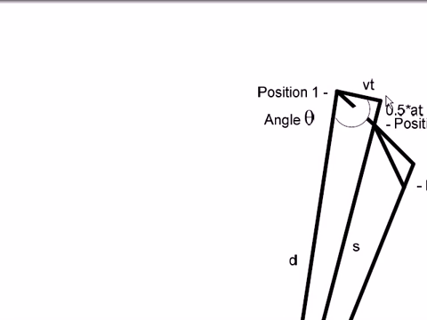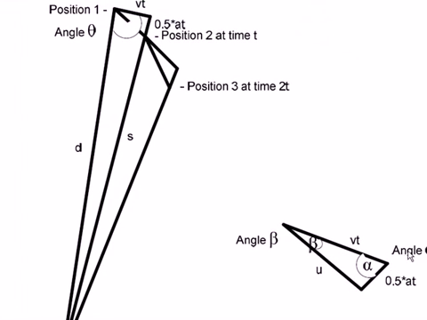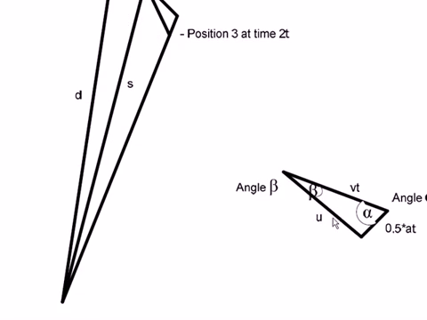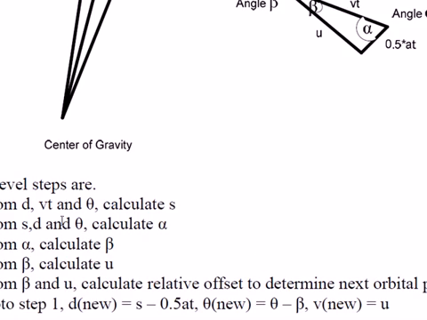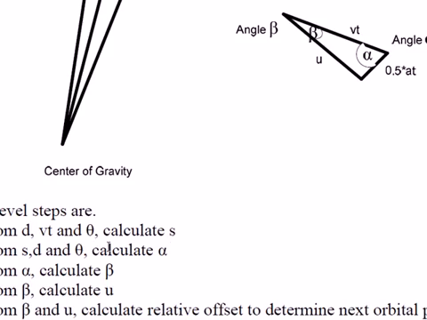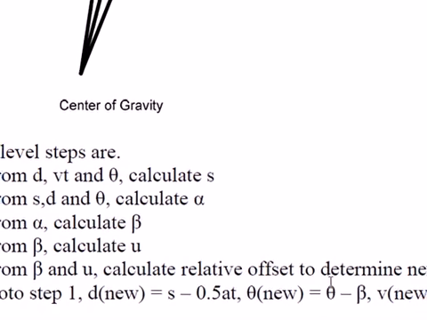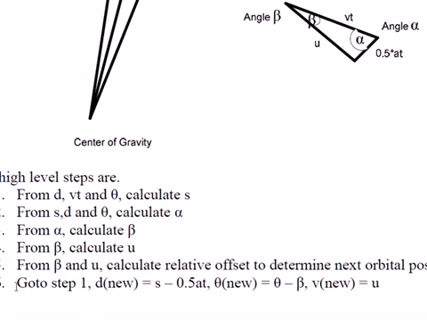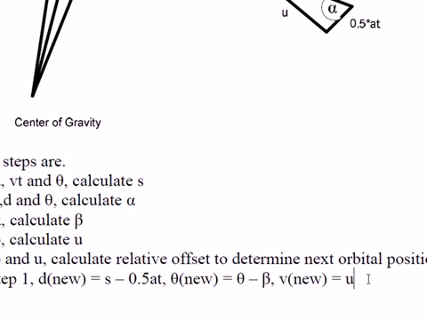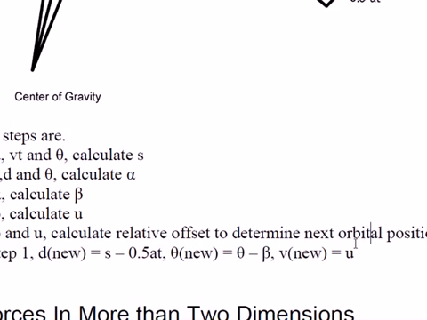Now, if you want to calculate the angle in here, the angle beta, you have vt, you have the angle alpha, and you have 0.5 times at in u. So the high level steps are: from d, vt and theta, calculate s; from s, d and theta, calculate alpha; from alpha, calculate beta; from beta, calculate u; and from beta and u, calculate the relative offset to determine the next orbital position. Then, just like in the previous example, you go back to step 1, and the new distance is s, theta's new value is theta minus beta, and the new v is the u value.